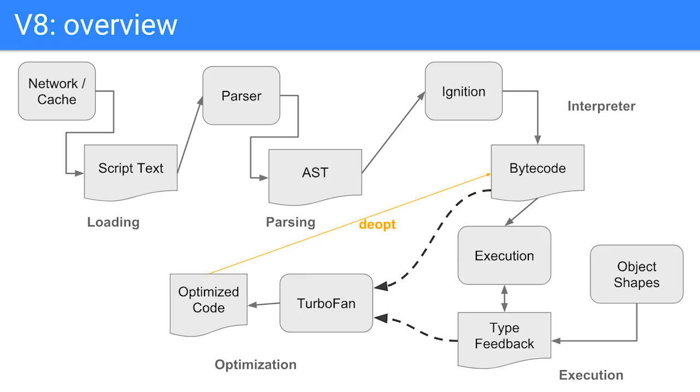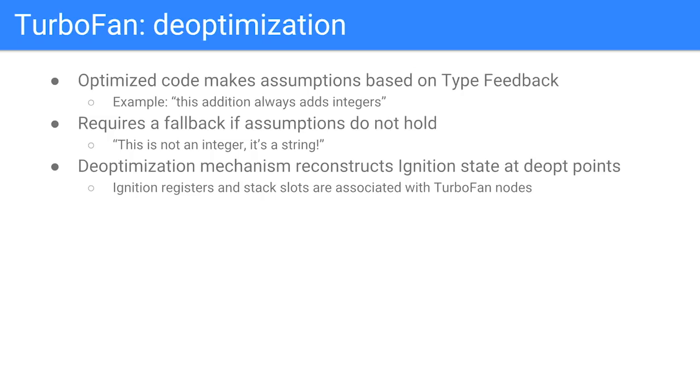There is one crucial bit missing in the execution pipeline as described so far, and that is de-optimizations. By its very nature, optimized code contains lots and lots of assumptions based on type feedback that has previously been collected. For example, if we have seen an addition, which can do many different things in JavaScript, always have added integers, then we will emit optimized code that always assumes that it's an integer addition.